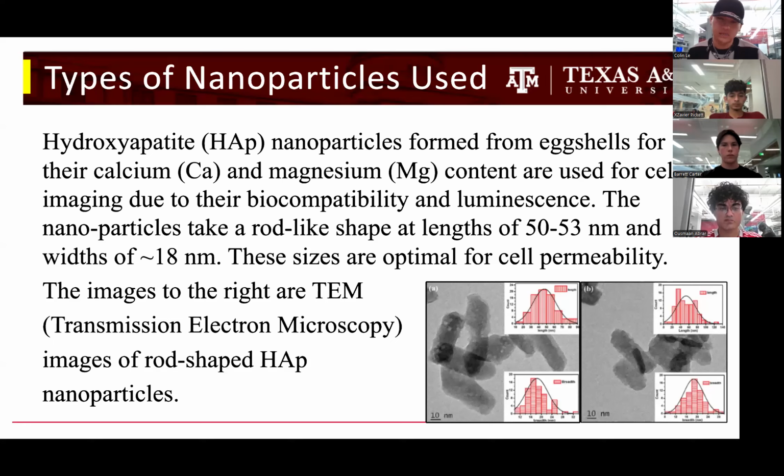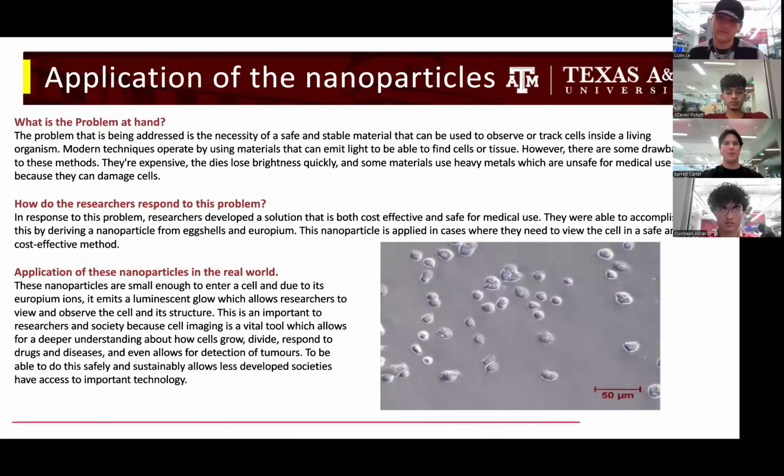Now, these nanoparticles take a rod-like shape. They have lengths of about 50 to 53 nanometers and widths of about 18 nanometers. Cell walls tend to be semi-permeable and only let particles of specific sizes in. So this nanoparticle is the perfect size to enter the cell and give us the data we need. The images to the right show transmission electron microscopy images of the nanoparticles I'm talking about that have been derived from eggshells. These nanoparticles go inside and then they return that info.